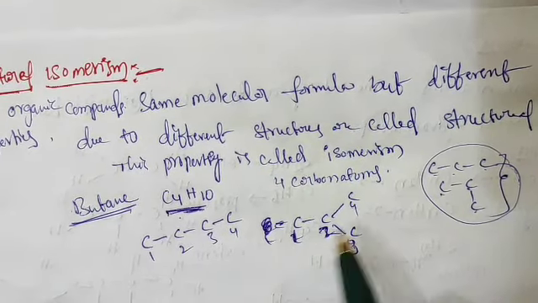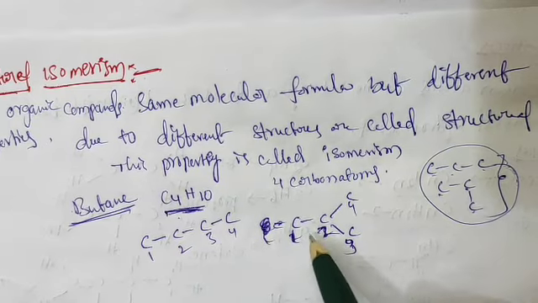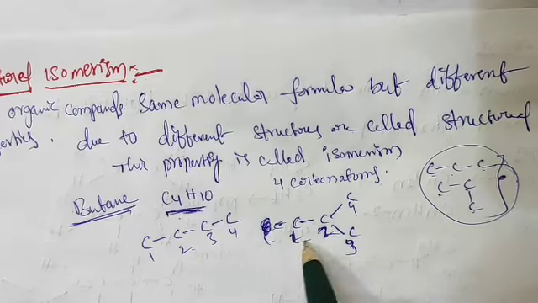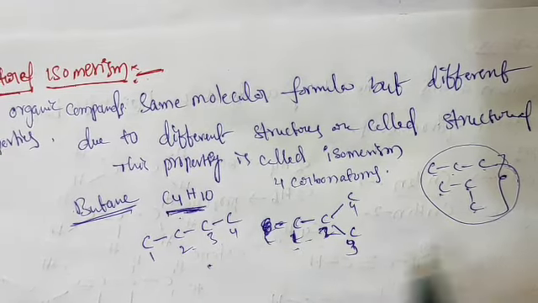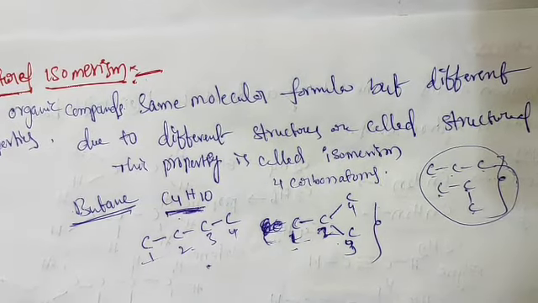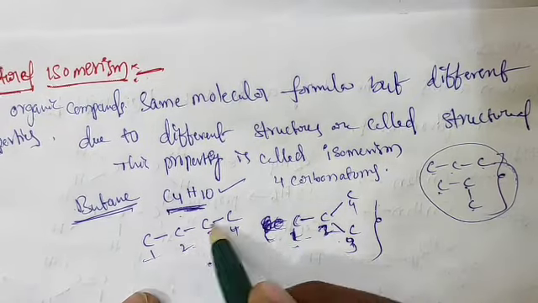But here the difference is the structural arrangement. This one is linear. This one is somewhat branched. Can we change anything extra in this structural formula? No, it is the same. This is one thing. No extra structural isomers are possible for this. Only 2 isomers are possible with 4 carbons.